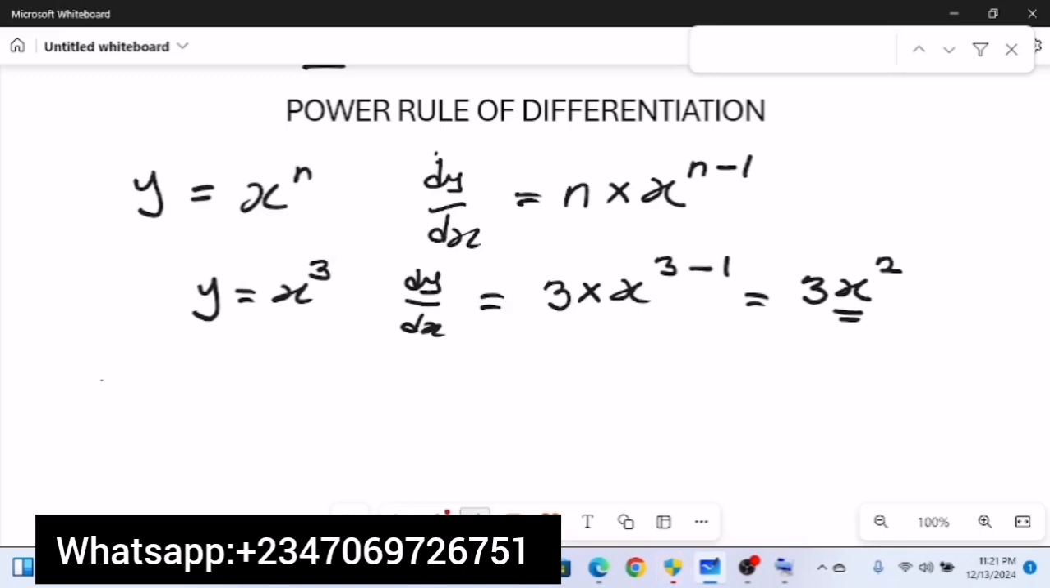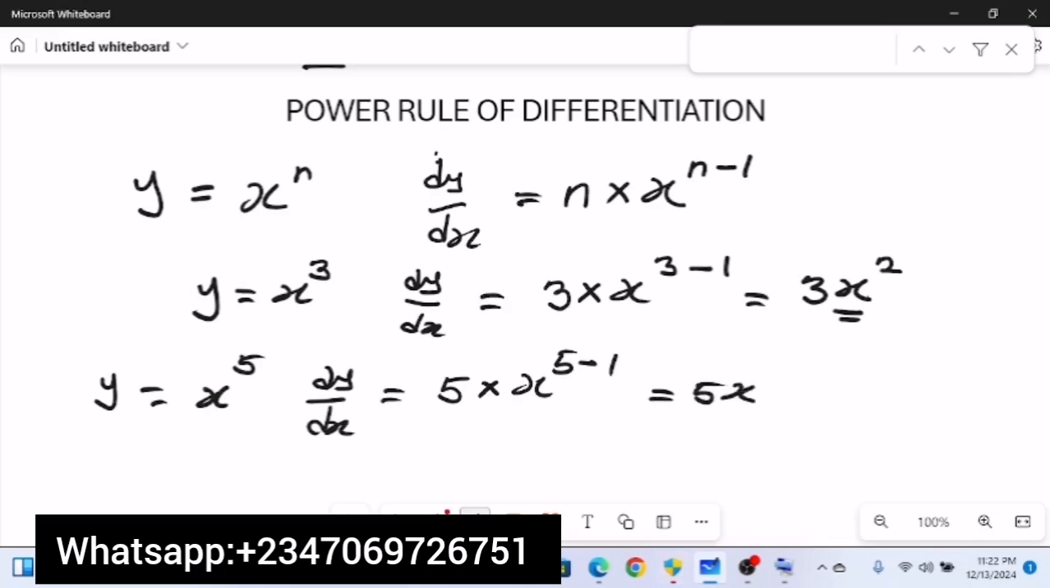Now let's try this again. Let's say I have y equal to x to the power of 5. Now how do I find dy/dx? Maintaining the same power rule, use the power 5 to multiply the variable x, then subtract 1 from the power. So I have 5 minus 1. This is going to be equal to 5x to the power of 5 minus 1, which is 4. So when y is x to the power of 5, dy/dx becomes 5x to the power of 4.